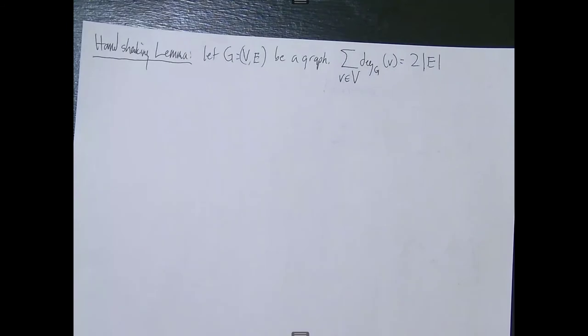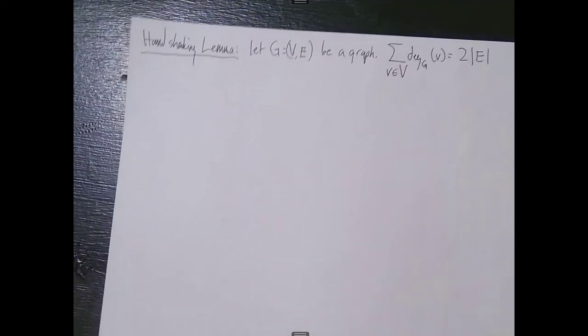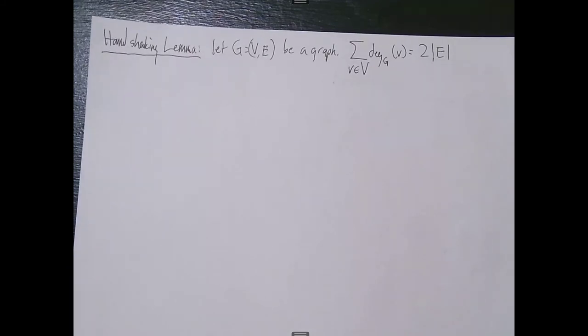Now, the reason why this is, basically, is because every edge contributes 2 to the total degree of the graph, 1 for each vertex that it has a connection to. But we can actually prove this really nicely using induction, so I'll show you all what that looks like.